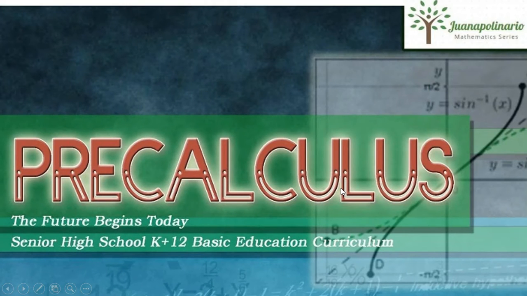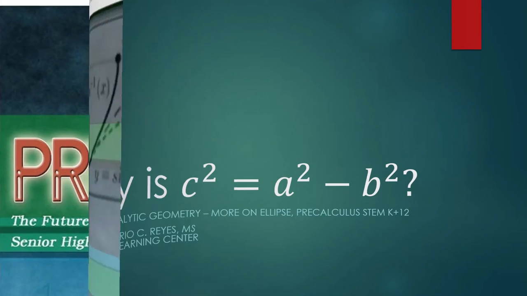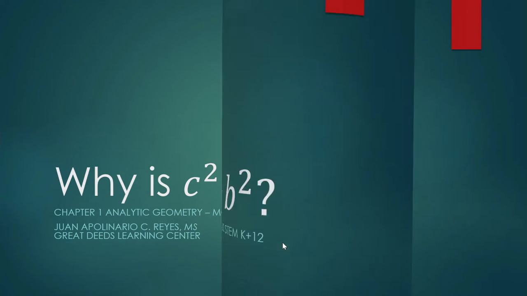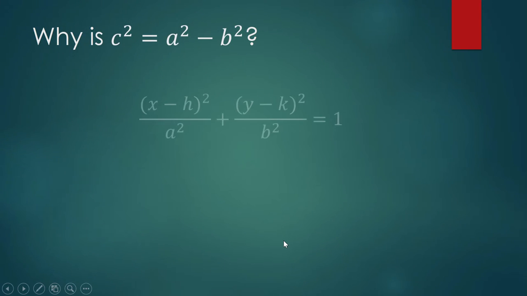Welcome back to Precalculus. In this video, we shall explain why c squared is equal to a squared minus b squared. A, b, and c appear in our ellipse. A, for example, has something to do with the distance of your vertex from the center, and b has something to do with the distance of the endpoints of your minor axis from the center. But c has to do with the distance of your focus from the center.